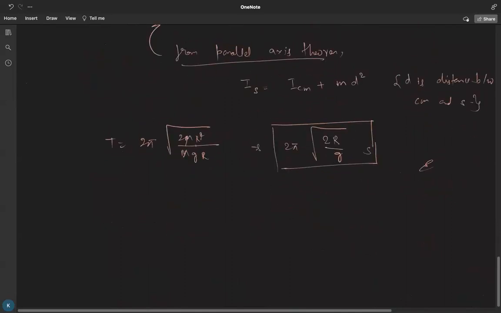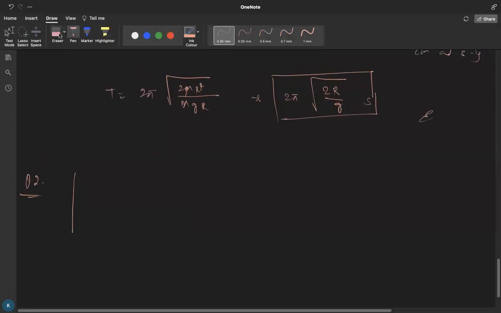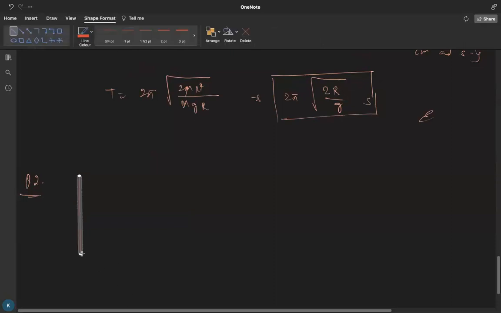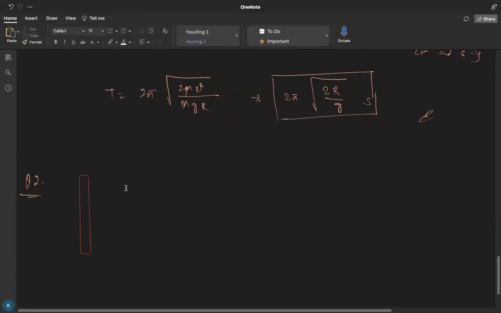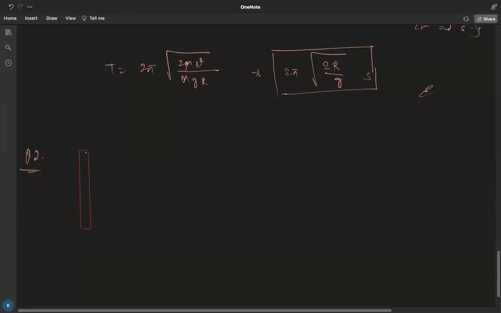Now let's take another problem based on this. What I'm considering here is that I am taking a rod. Let me draw it here because it doesn't come out clear. Let me insert a straight line here, another straight line here, and another straight line. Okay, so this is our rod, and let us assume this is its suspension point. I'm assuming that this rod is hanging at a nail.